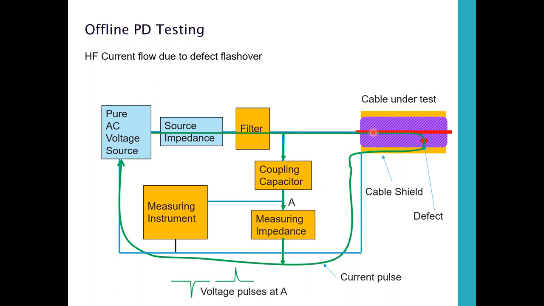So now I know that on my 1,300 foot cable, my PD source is 900 feet down from where I tested from. And I go out and start to inspect those cables in that area to make a repair of the cable, as opposed to having to replace the whole cable. So that's one area where the offline test is very good: it allows you to do location.